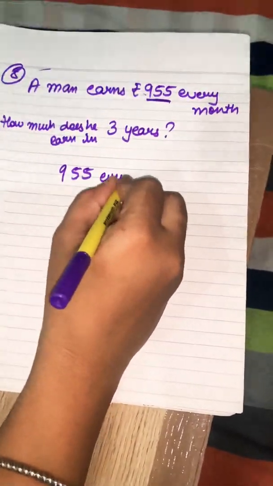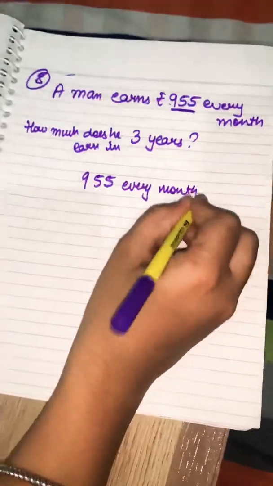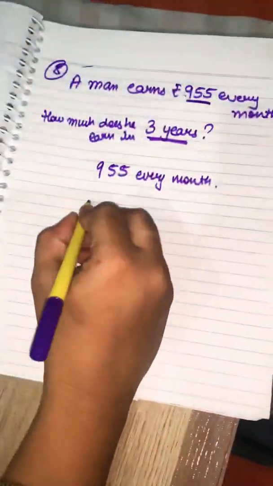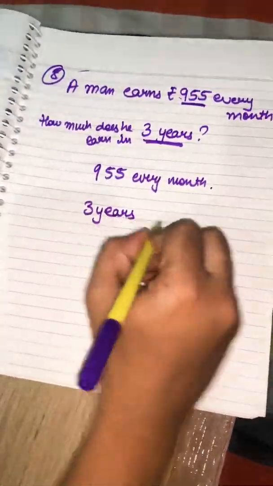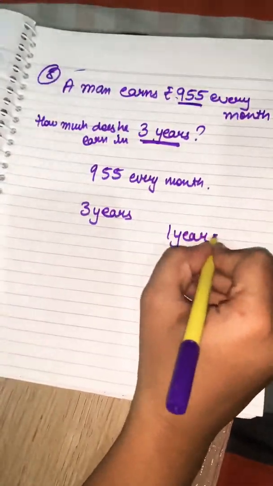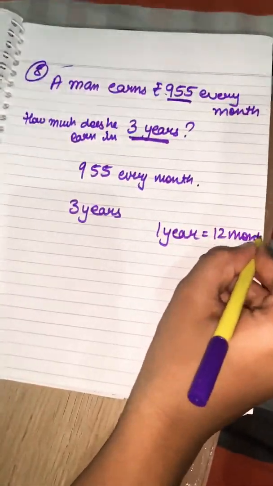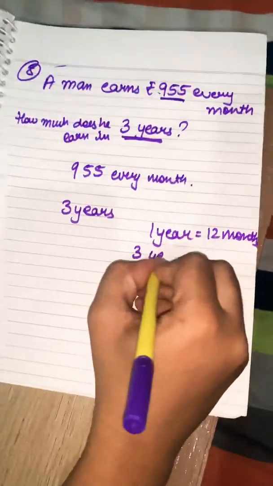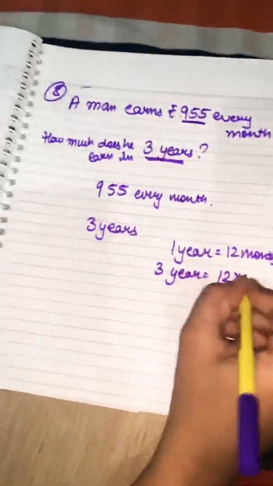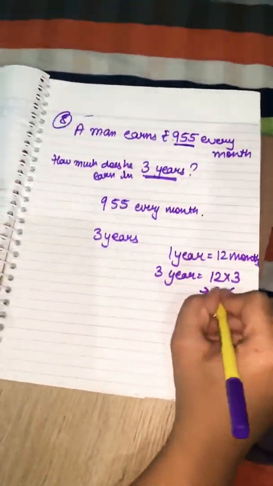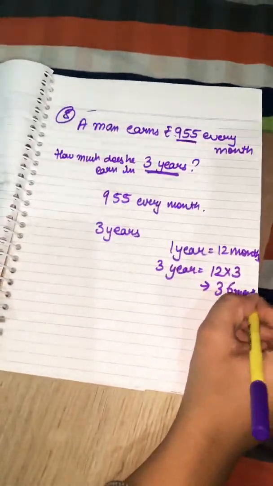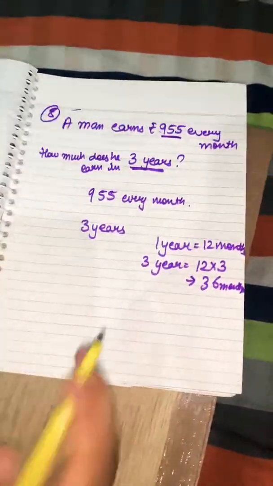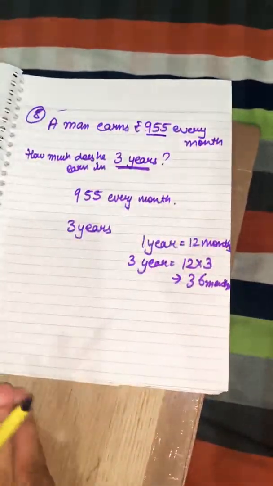955 every month. How can we convert? We cannot convert it in year. We should convert this year into month. 3 years. There in 1 year there is 12 months. So in 3 years there will be 12 multiplied by 3, 36 months.